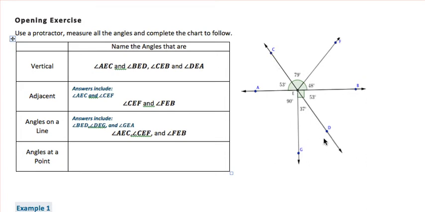Anytime you have a straight line and something else cutting through it, you have the opportunity to have angles on the line. And then finally, the angles at a point that we have would be all of them named together: AEC, CEF, FEB, BED, DEG, and GEA. And altogether, they equal 180 degrees.